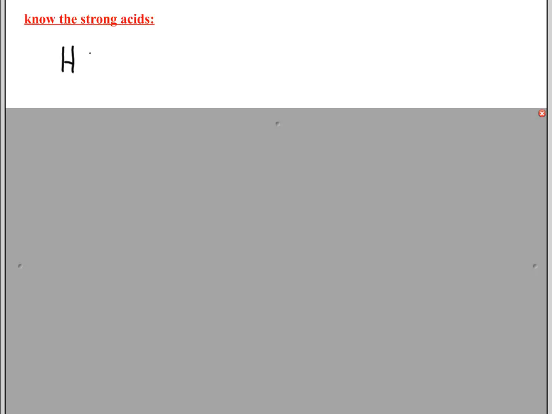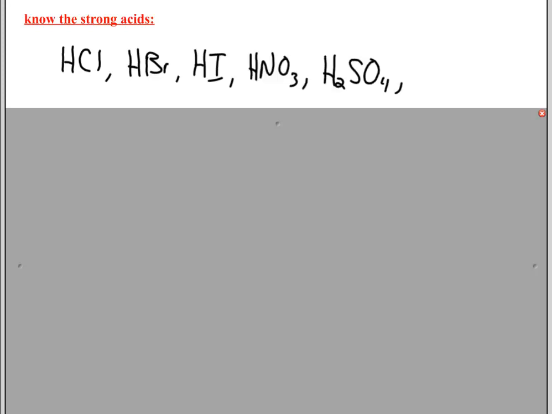Strong acids: hydrochloric. We're staying with the halogens, so we have hydrobromic, hydroiodic. Then we look at polyatomics. We have nitric, sulfuric, and the final one is perchloric. You need to know these. These are the 6 strong acids. All other acids are weak acids. So make sure you've got this committed to memory somewhere along the line.